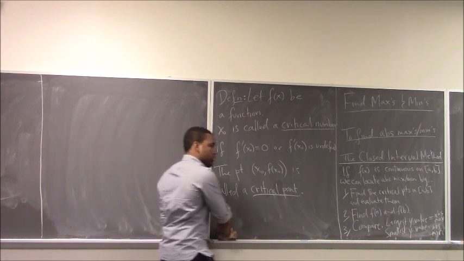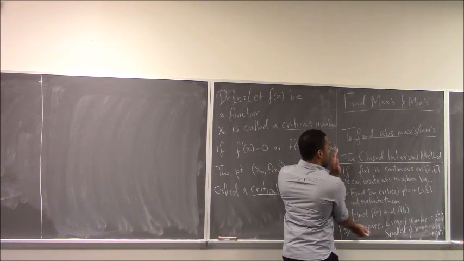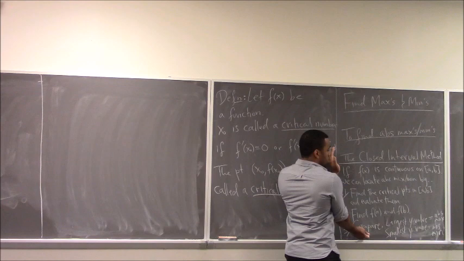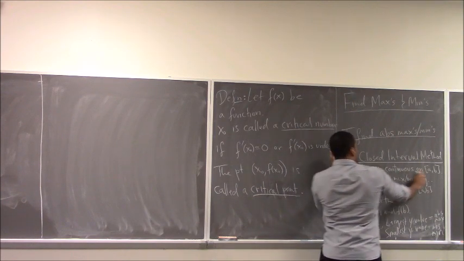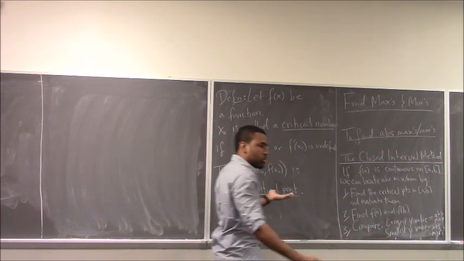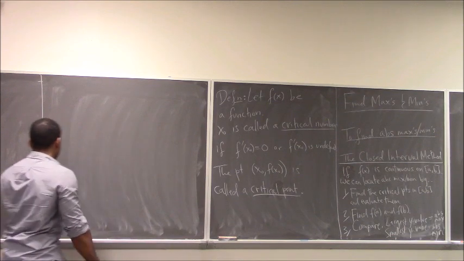I'll do some examples after we state all the methods. So this is the method for finding absolute maximums and minimums. It works when your function is continuous on the closed interval, because that's when you're guaranteed to be able to find it.